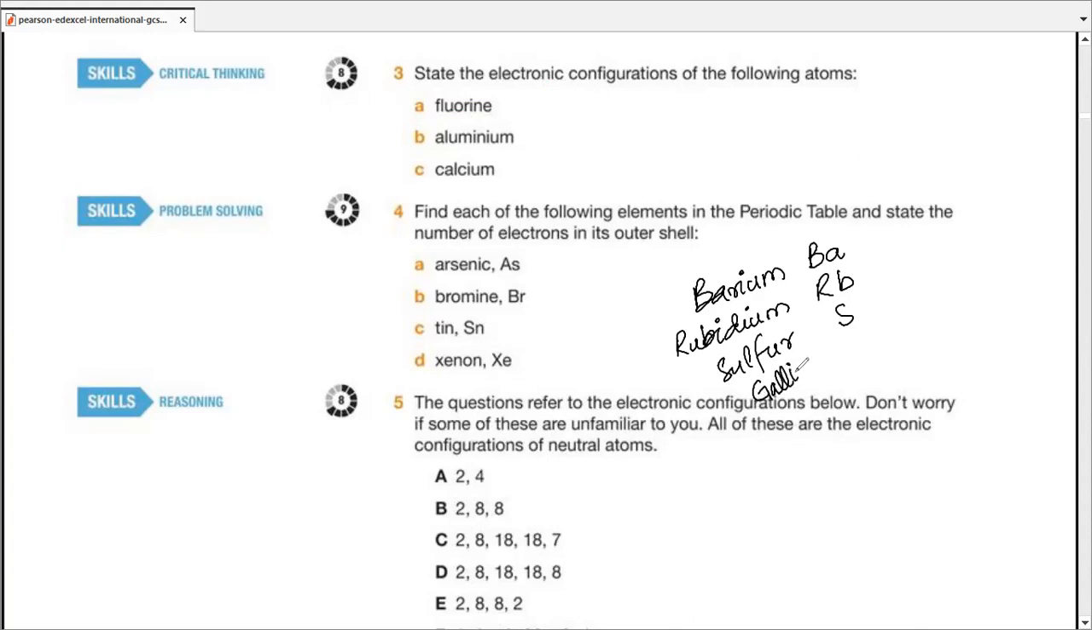Next one on the list is gallium, and the symbol of gallium is Ga. It's 3. The next one on the list is lead, and the symbol of lead is Pb. It's 4. The next one on the list is flerovium, and for flerovium, the symbol is Fl.